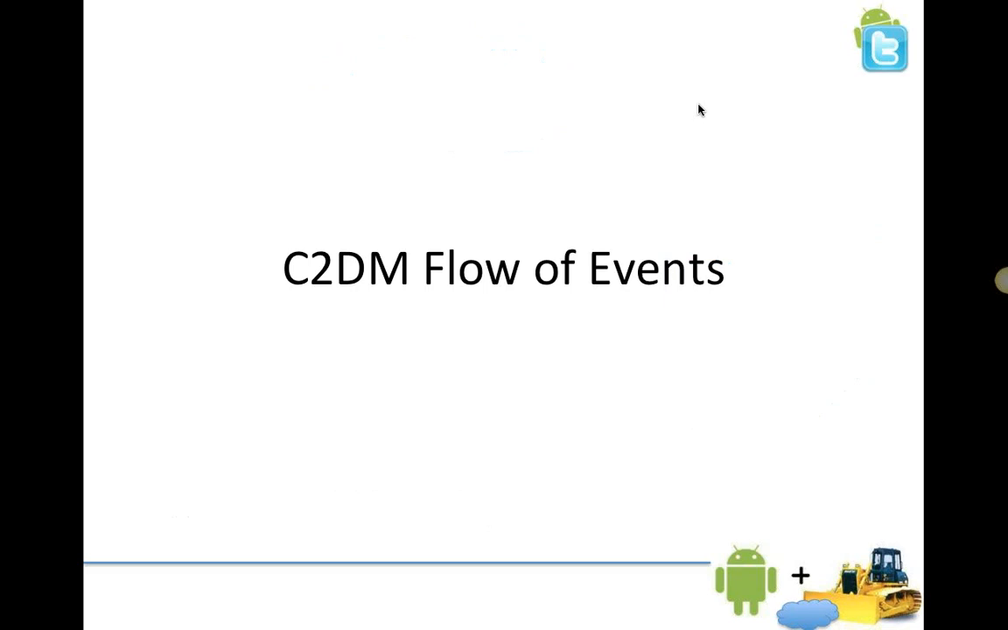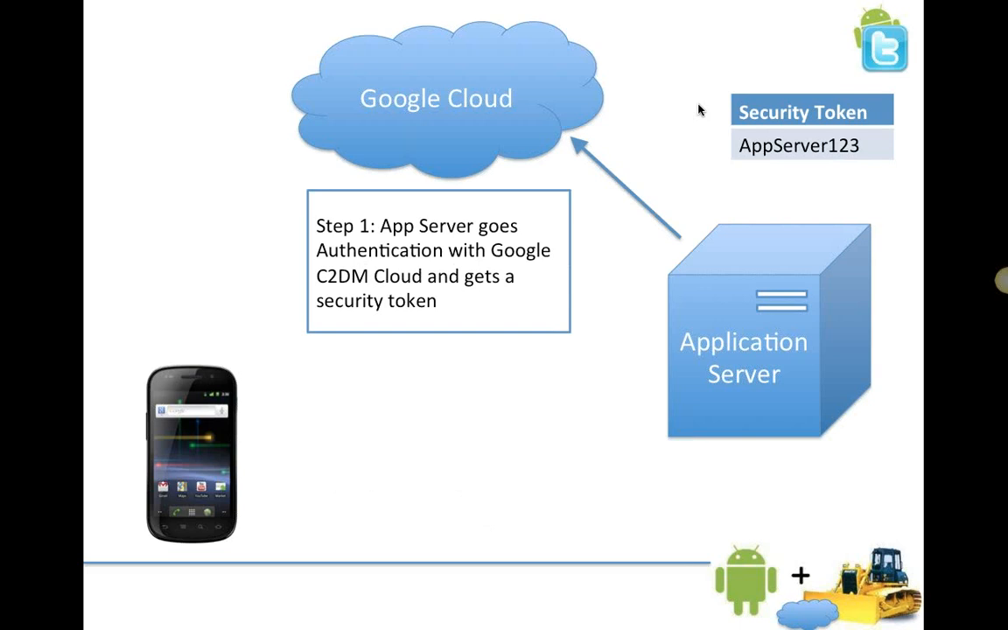Let's look at the C2DM flow of events. Step one: the application server wants to send a C2DM message to the device. So the Google Cloud needs to know the identity of the application server. For this, we register a Gmail address with Google Cloud, saying, hey, this is the guy who will send you C2DM messages. That Gmail account becomes the identity of the application server. So you need to create a special Gmail account just for that and register it with the cloud. Once you register that, when the application server comes up, it needs to authenticate with the Google Cloud with the login name and password. That's called client login, a mechanism by which Google allows fat clients or backend servers to authenticate with Google.